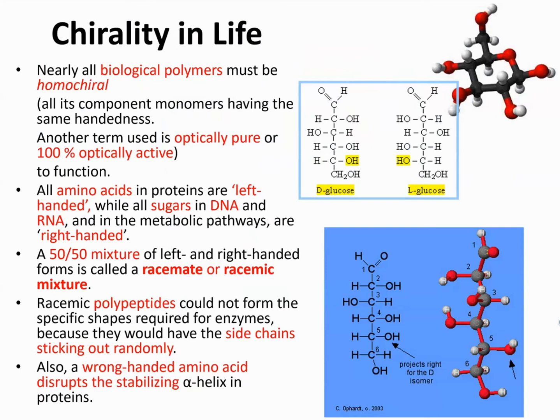So a racemic polypeptide could not form the specific shape required for an enzyme because it would have the side chains sticking out randomly. Also, a wrong-handed amino acid disrupts the stabilizing alpha helix in protein. Okay, you know what the structure of garam is, right? Salt, sodium chloride, and I will keep using sodium chloride as an example to explain the structure of the simple cubic later.